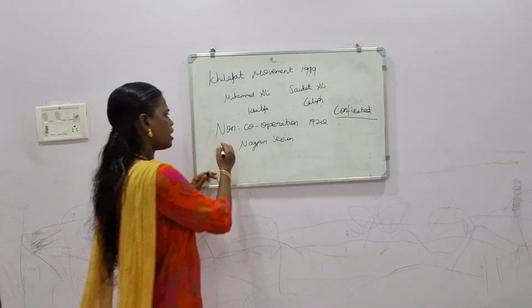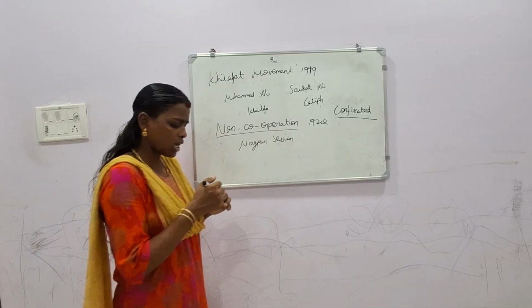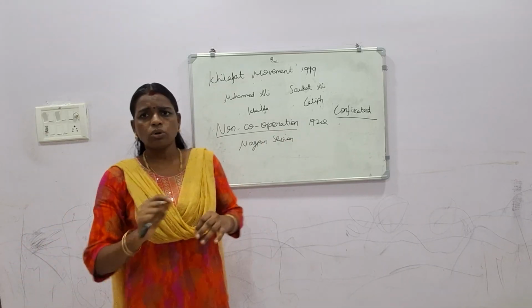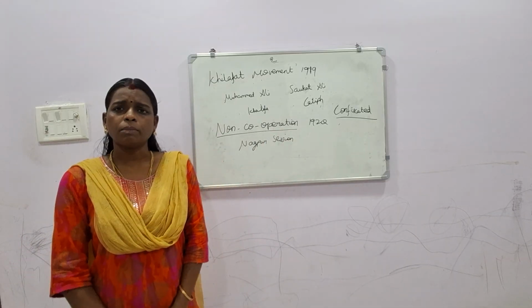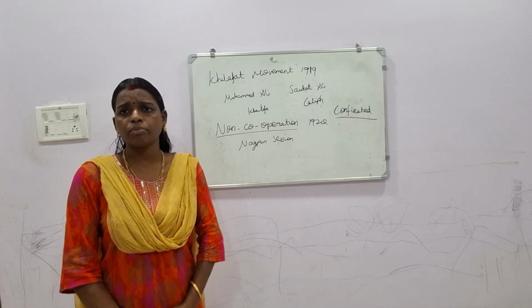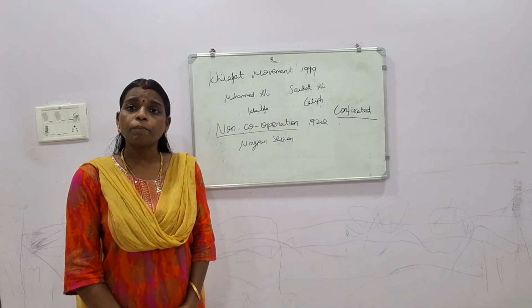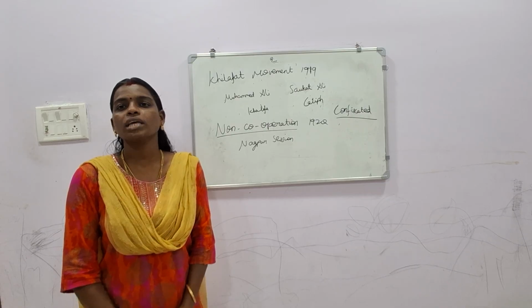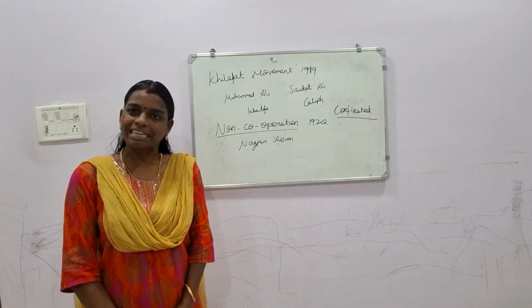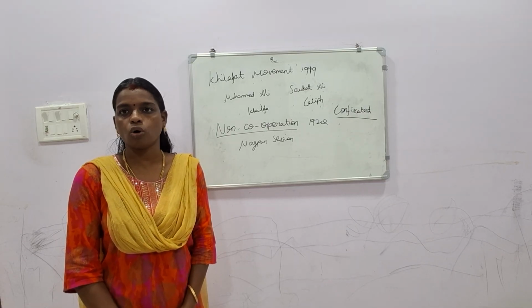What do you mean by non-cooperation movement? Actually, according to Mahatma Gandhi, he wrote in a book that the Britishers came to India and came to rule us with the support of the people. If the people didn't support the Britishers, how could they rule us? So for that reason only he initiated the non-cooperation movement.